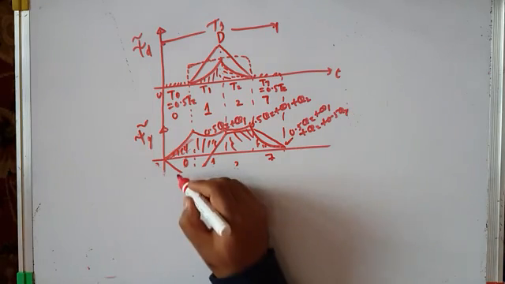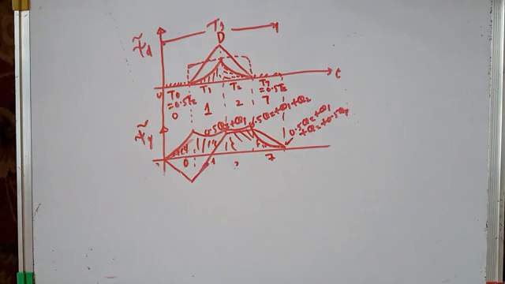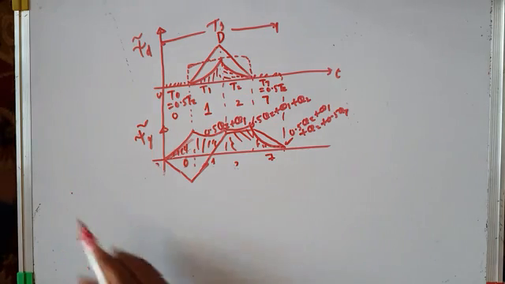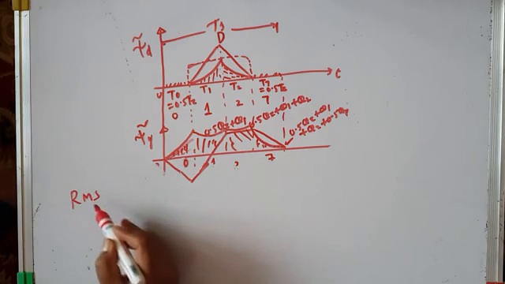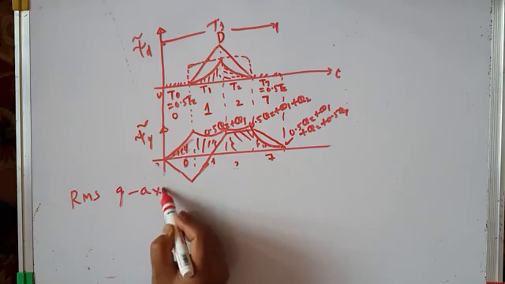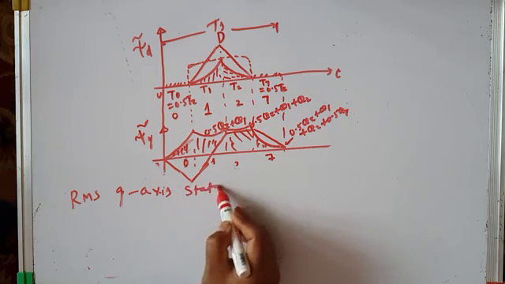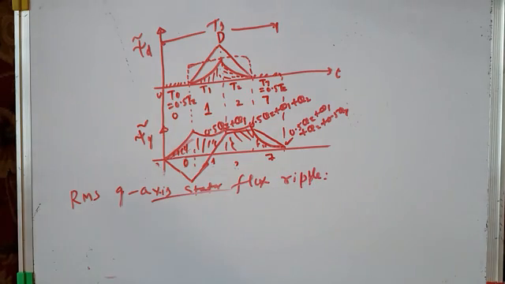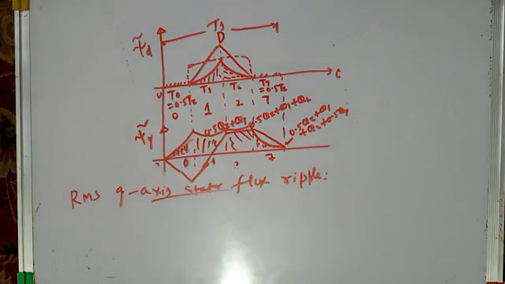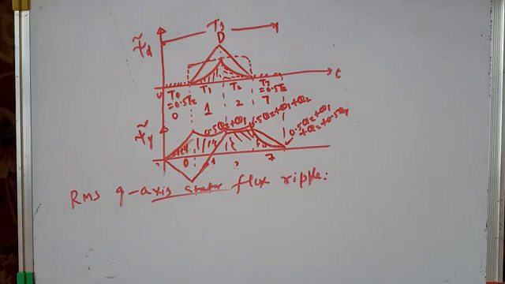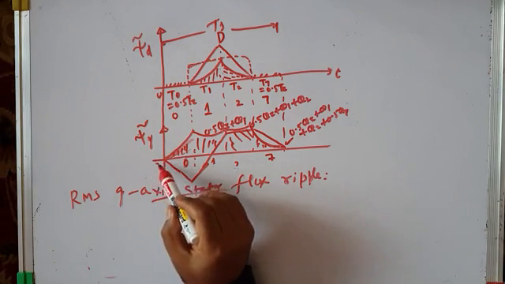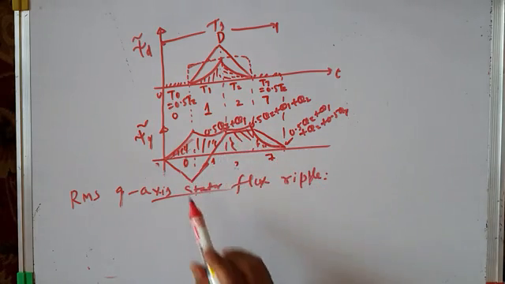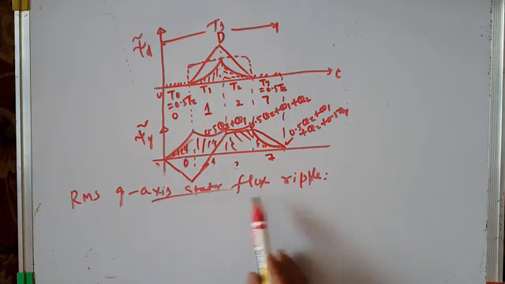Fine. So once you have found the RMS value of the d-axis component of stator flux ripple, it's now time to find the RMS value of the q-axis component of stator flux ripple. So I will write now, RMS q-axis stator flux ripple. For that purpose, I will divide this. This is my q-axis stator flux ripple total. So I have to find the RMS value of the q-axis stator flux ripple.